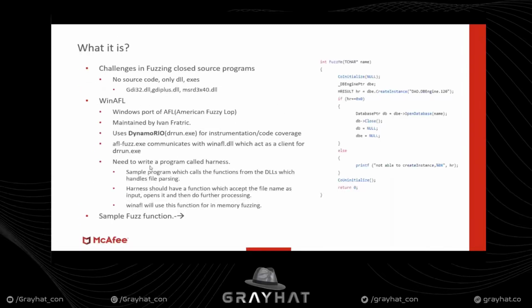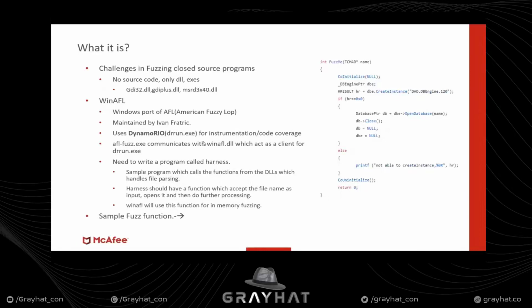As we have seen in part 2, if the source code of a software is available, then it's very easy to fuzz that program because we can add compile time instrumentation and then we can check for coverage. But in case of Windows, there is no source code available. What we have is only DLL and exe, so we cannot add any instrumentation code at compile time. And for that, we need a way to instrument the code.